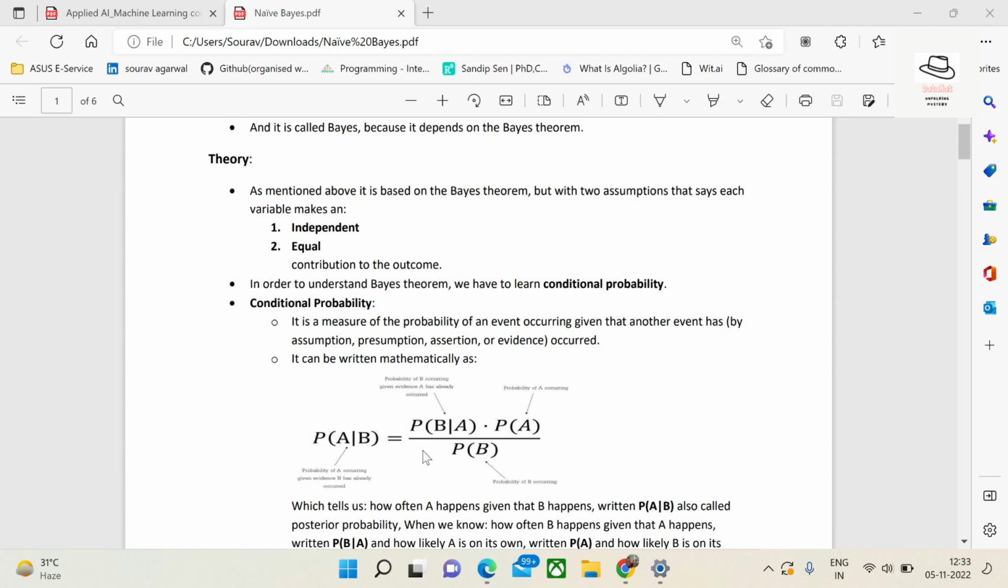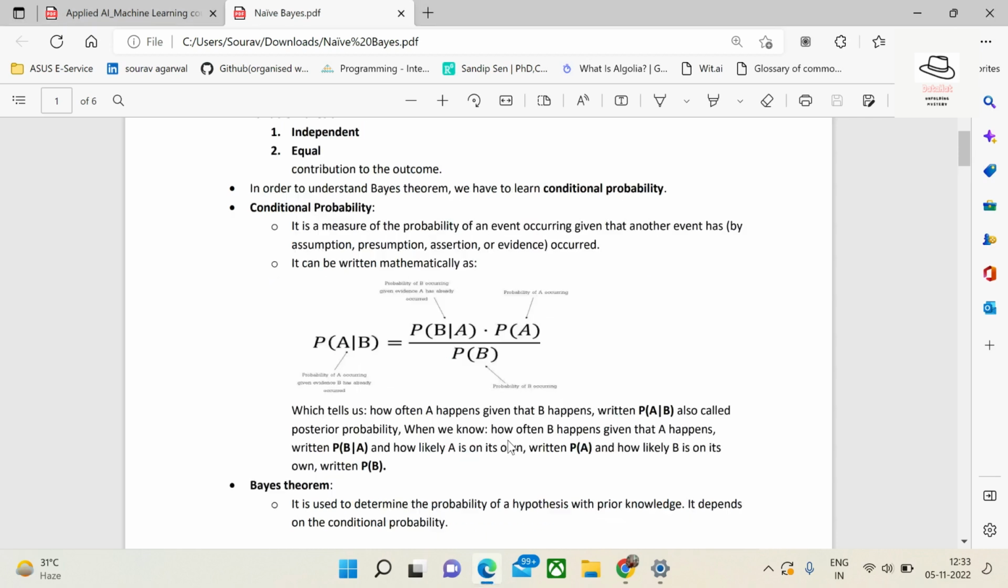So, as you see, the conditional probability, or here the Bayes theorem, could be written as probability of A given B is equal to probability of B given A into probability of A by probability of B, which tells us how often A happens given that B has already happened, written probability of A given B. It is also known as posterior probability. When we know how often B happens given that A happens.